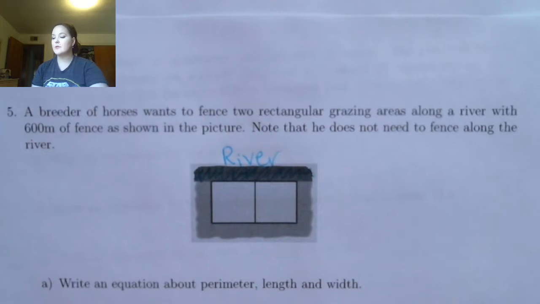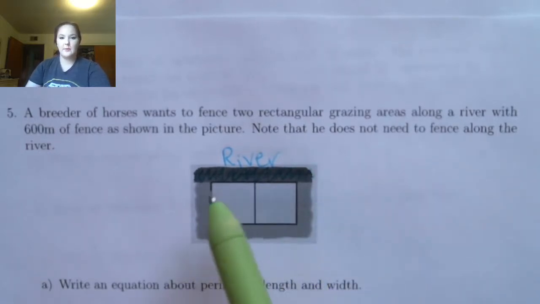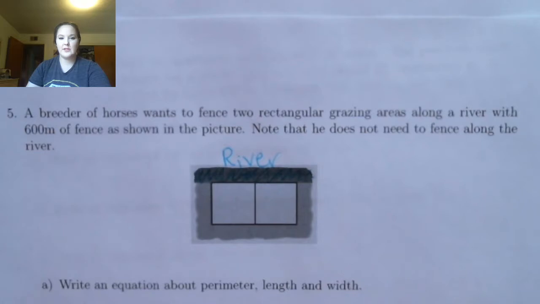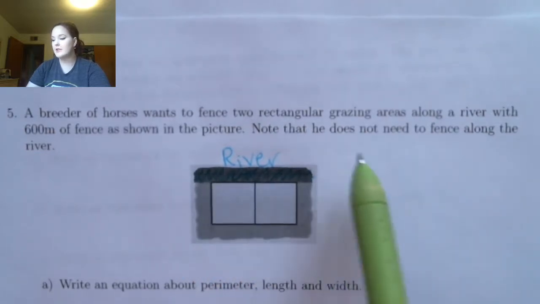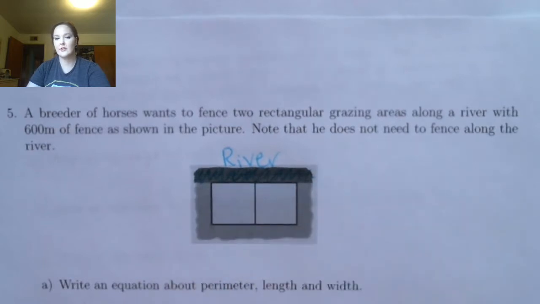Okay, so this one says a breeder of horses wants to fence 2 rectangular grazing areas along a river with 600 meters of fence. It shows in the picture how those 2 areas should be split up. This part here is supposed to be the river, and it says that he does not need to fence along the river.